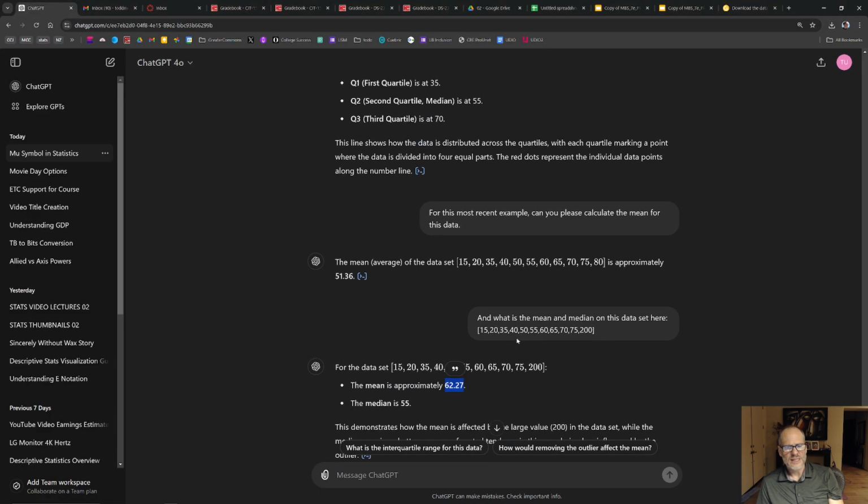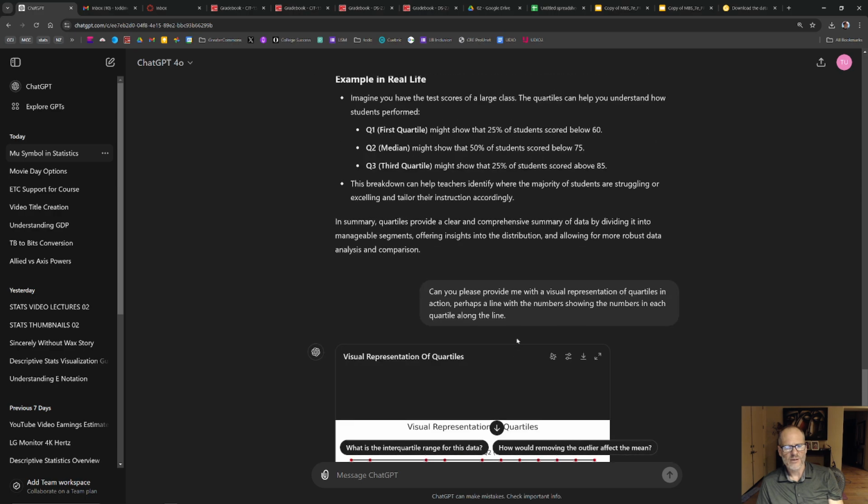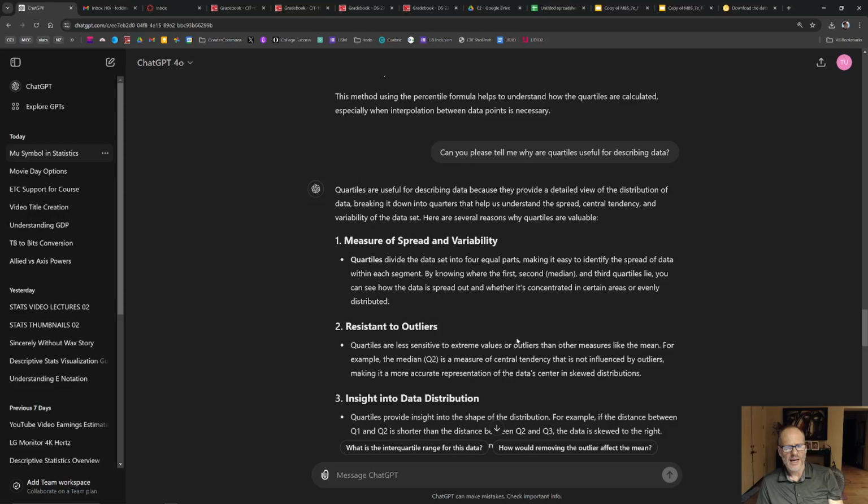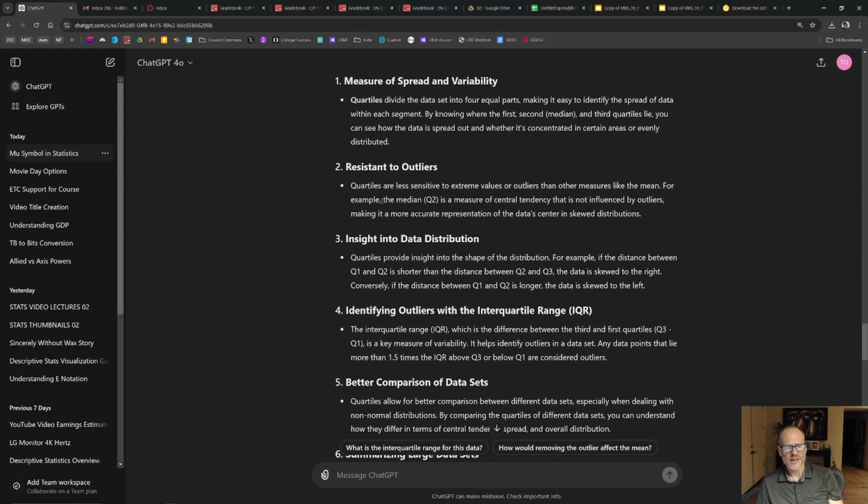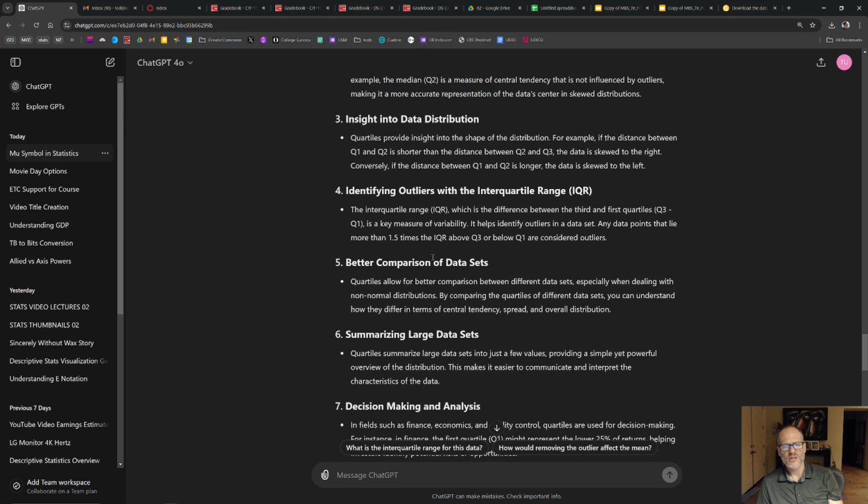So that is interesting about how the mean works, and that's what this here says: quartiles are less sensitive to extreme values or outliers than other measures like the mean. For example, the median is a measure of central tendency that is not influenced by outliers, making it a more accurate representation of the data center in skewed distributions. So it also gives us insight into data distribution. Quartiles provide insight into the shape of the distribution.